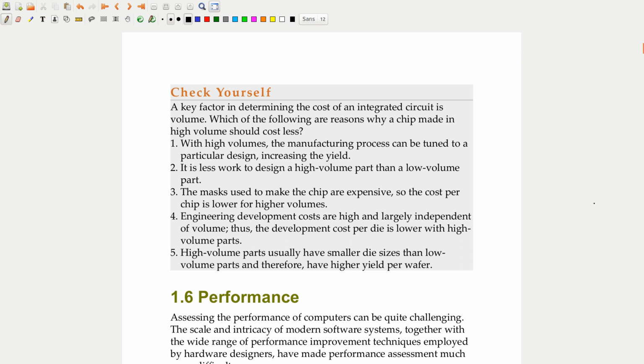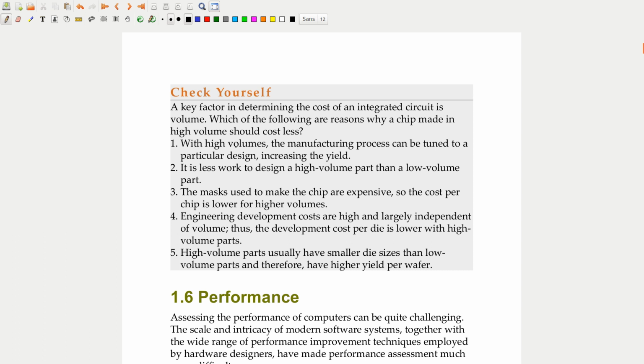Okay, I can just go ahead and answer it. So the reason why is if a manufacturing plant... So it's asking which of these are reasons why. So it's pretty much true false. The question is more of why would this do it, or would this not do it? A chip made in high volume should cost less. Which of these are reasons why?